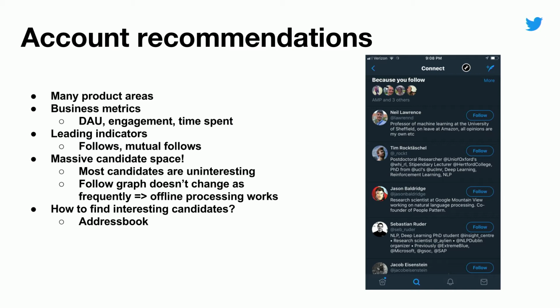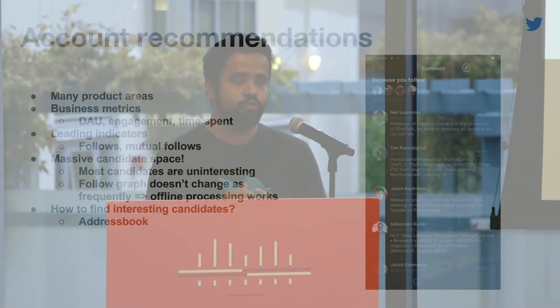As we were talking about, there's a massive candidate space, and most candidates are uninteresting. So generating high quality candidates is important. The follow graph doesn't change as frequently. So one of the algorithms that we use is we try to figure out what accounts users follow, and based on that suggest additional accounts that they might want to follow. The follow graph itself doesn't change so frequently, so we can do a lot of processing offline. How do we find interesting candidates? Address book is one signal. There are others as we'll get into.